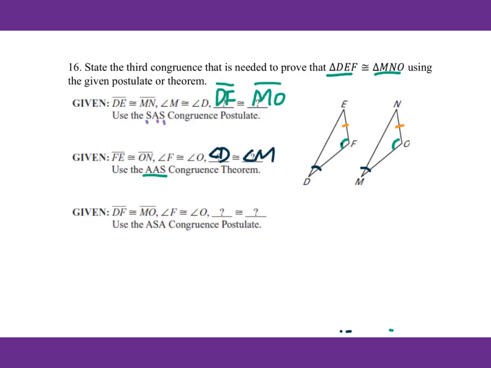For the next one, DF equals MO. Angle F equals angle O. Then we want to use angle, side, angle. Therefore, we have EF equals NO.